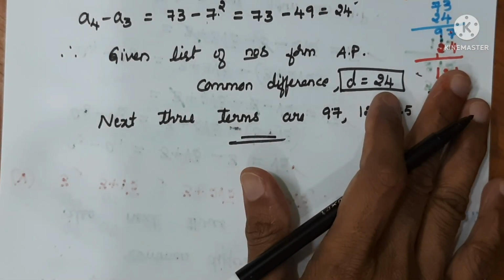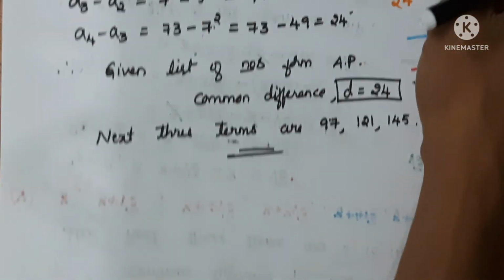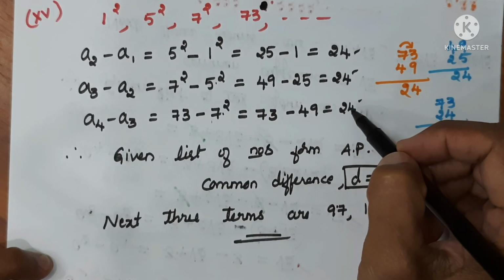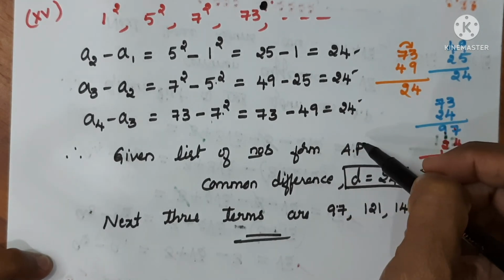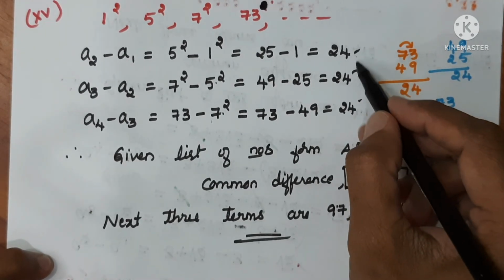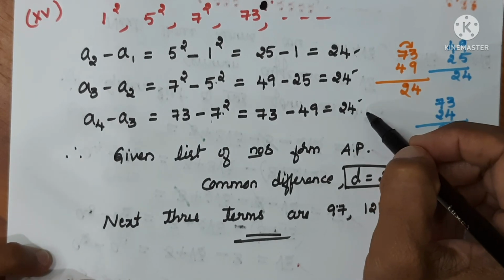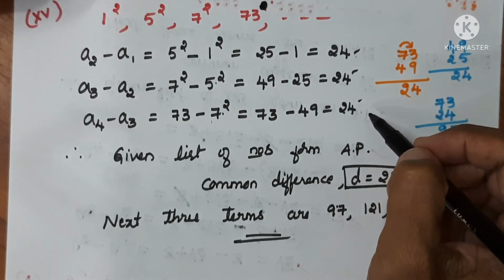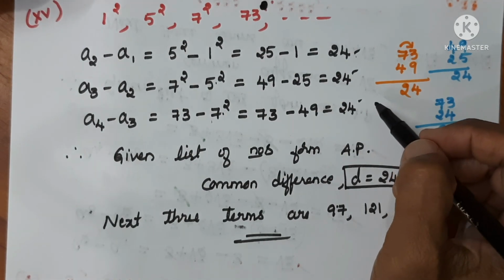Like this, we have to identify whether they have a common difference or not. If they have a common difference, then the given set of numbers forms an AP. If they do not have a common difference, then they do not form an AP. In this way, we can answer these questions. We shall see the next questions in the next video.